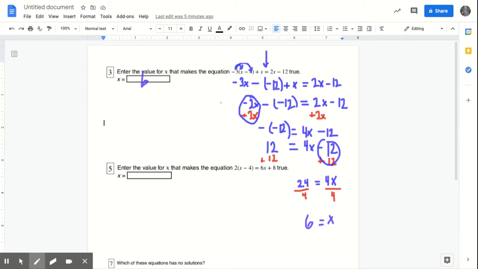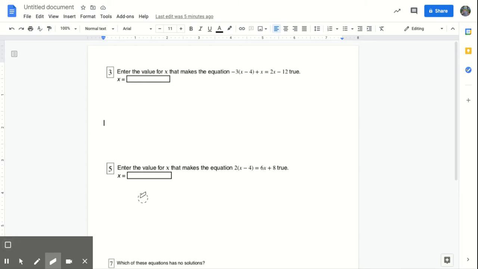The best way to check that is to replace every x that I see in the original equation with a 6. If I substitute every x that's there with the 6, you should get equal amounts on the left side and the right side of the equation. All right, so I'm going to go ahead and erase this so we can move on to question number 5.